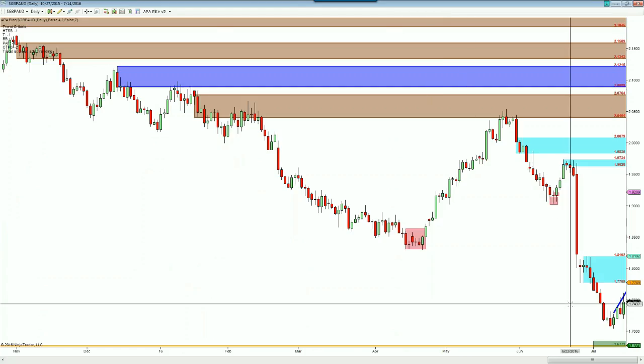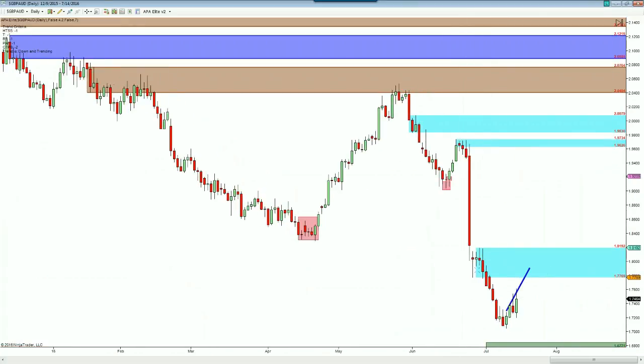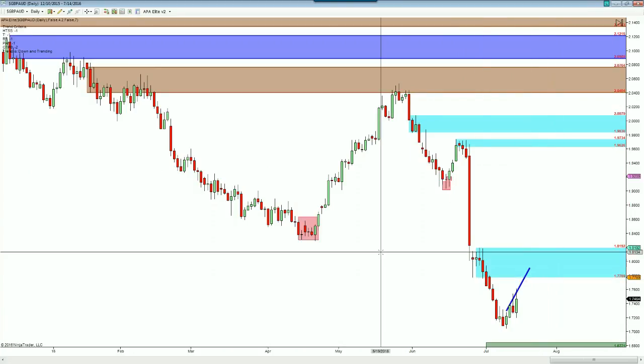Obviously, you can see the support being found, and then we're pushing to the upside a little bit here. Want to see price get up into this daily zone, this upper level, and then find sellers again and push this bad boy back to the downside.